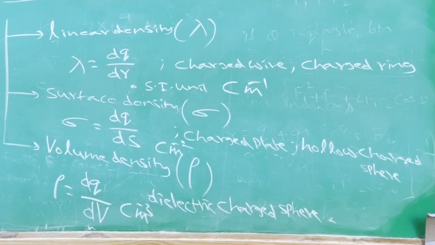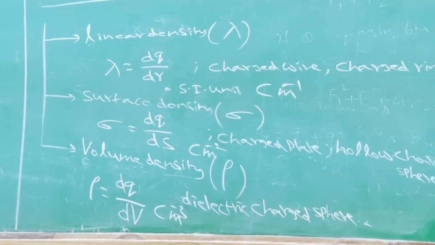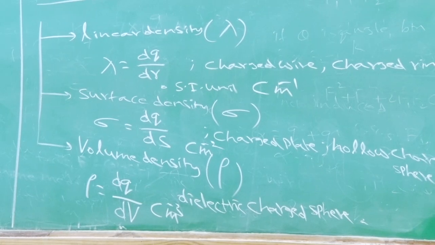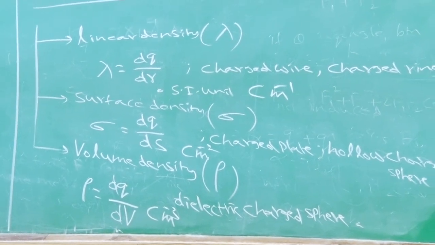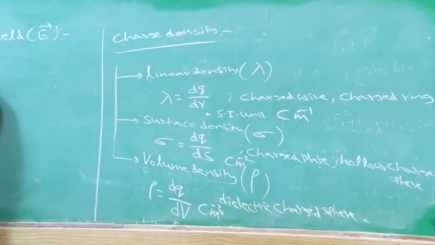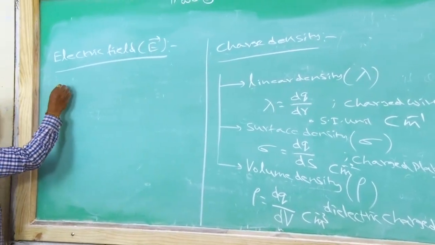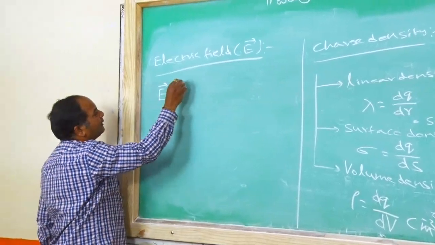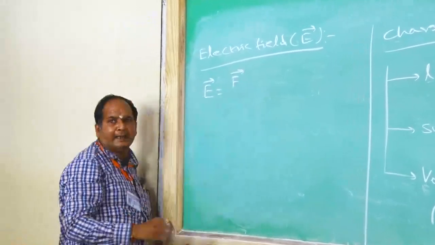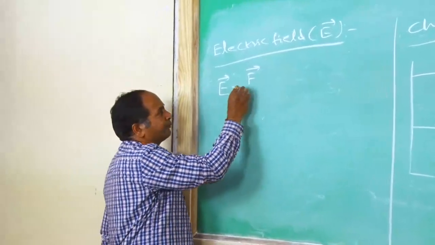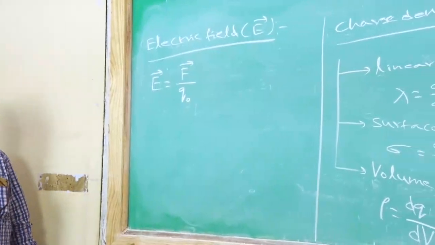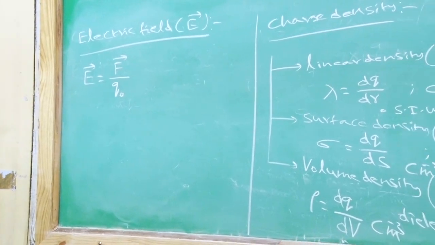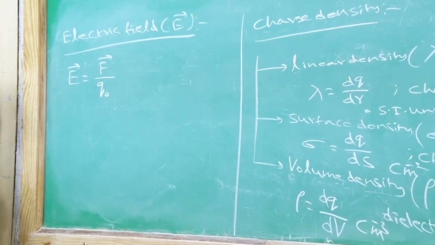After this, we should know about another concept, the electric field, which is denoted by E bar. What is meant by electric field? The electric force acting per unit charge is the electric field at that particular point.